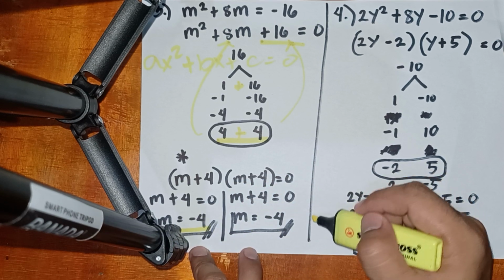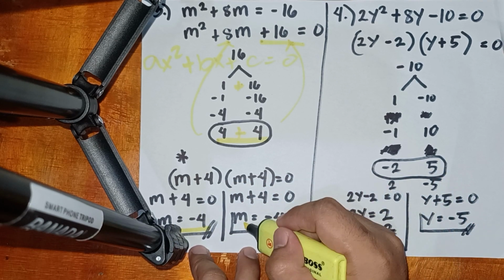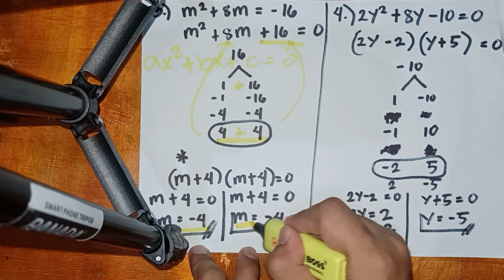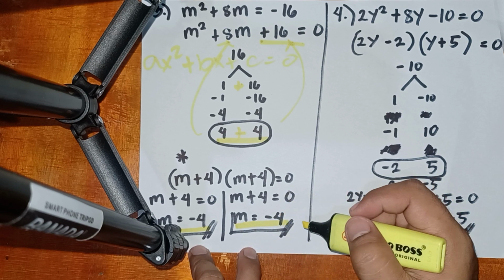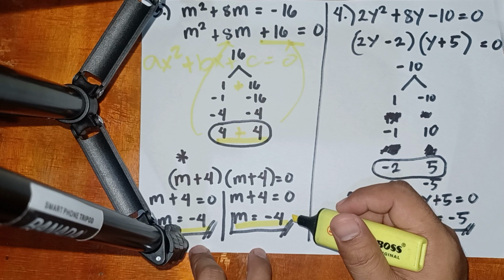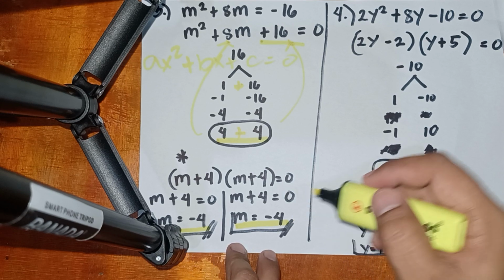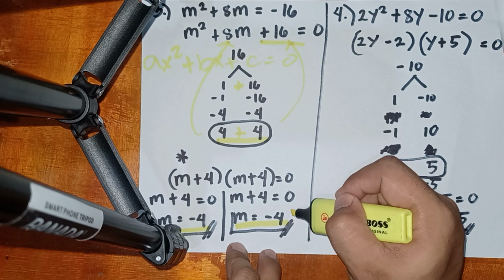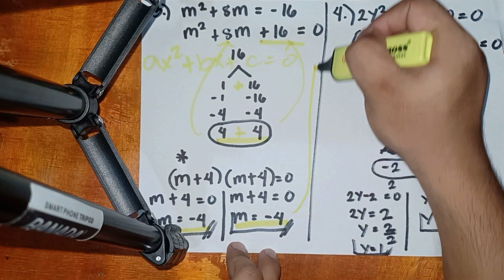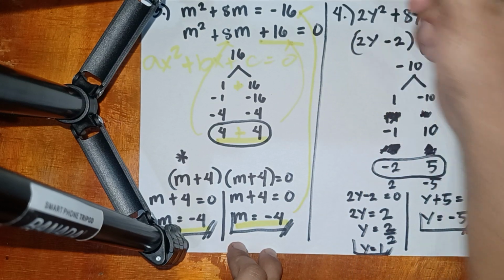So it's the same for the other factor. That would become also m is equals to negative 4. So same thing applies for you to check and verify if your answer is correct. You just have to substitute the value of m to the original equation.